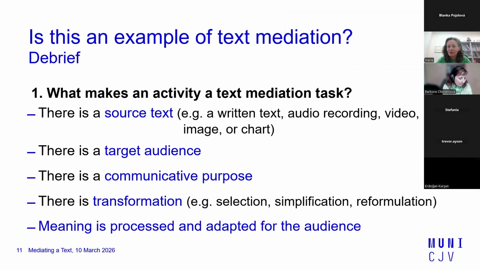And to reflect on the activity we've just done, what is a text mediation activity? Primarily, you need a source text. This can be written, however, it can be also a visual image, multimodal. It could be an audio recording. Then, of course, another important element is the audience and communicative purpose. The message is transformed so that the meaning is processed and adapted to fit the audience's either language level or needs.